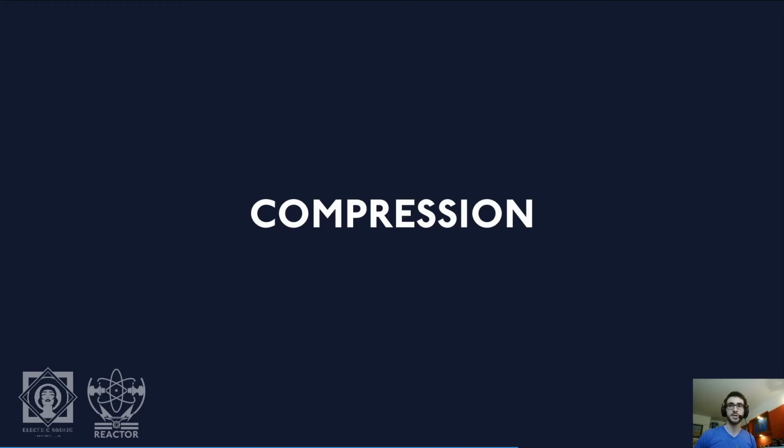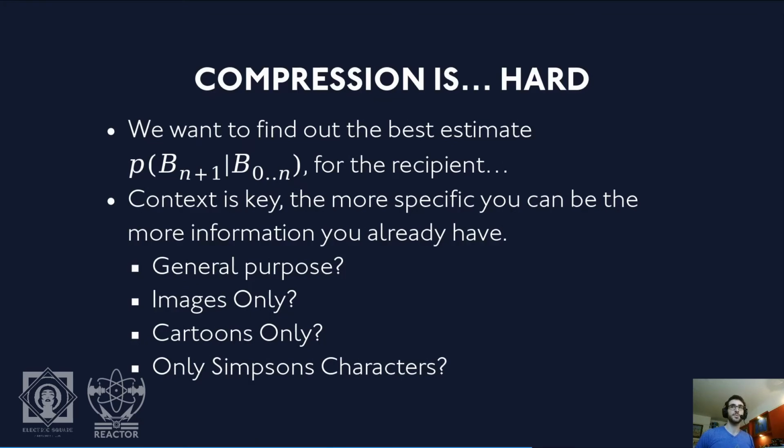So coding covered how we could have different ways of coding the same data to make it more or less efficient, but then how does this apply to general purpose compression? So compression is hard, right? We basically want to find out as accurately as possible what's the probability that the next bit in the sequence of data we're trying to compress is going to be a given value, given every bit that we've seen previously.